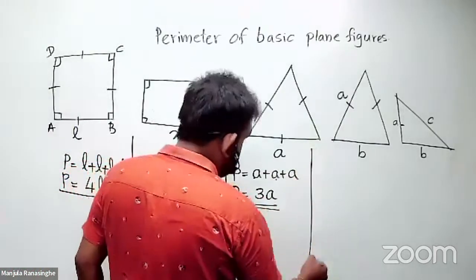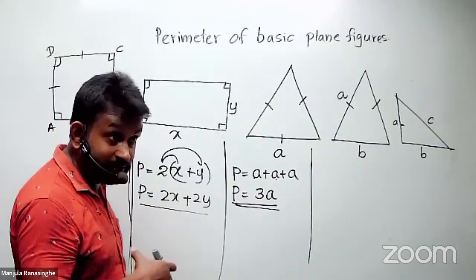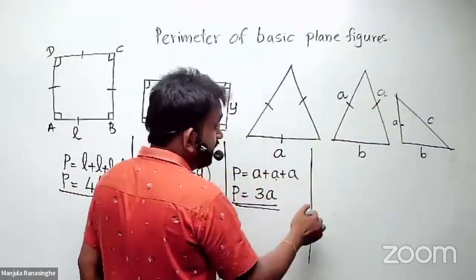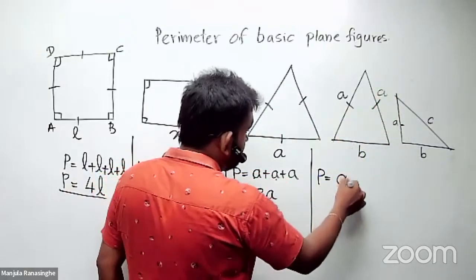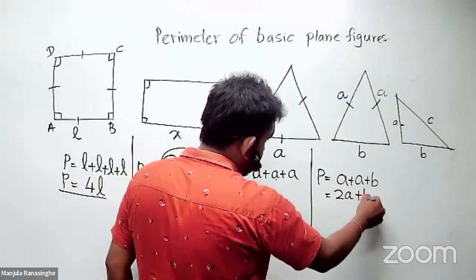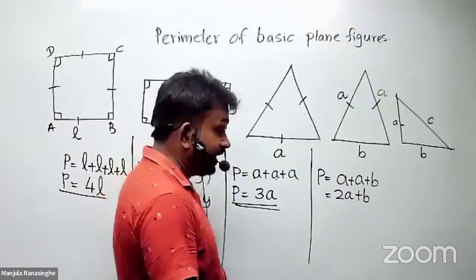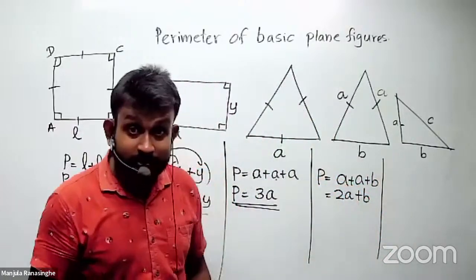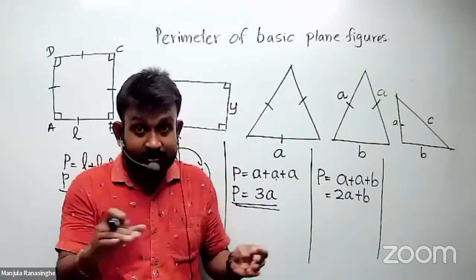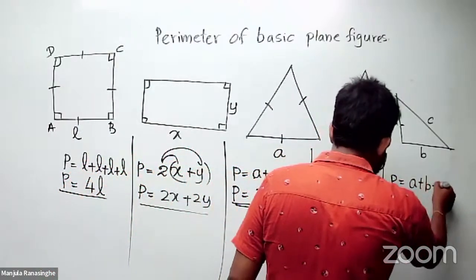Now we are at the last but one question. Here two sides are equal, so we call it an isosceles triangle. One side is A, so that is equivalent to A here, and this is B. So you can now write A plus A plus B. A plus A is added as like terms, so the perimeter is given by 2A plus B. Understood? The last one is the scalene triangle. No side is equal. You have to add all three sides individually and give the answer. So the perimeter is given by A plus B plus C.